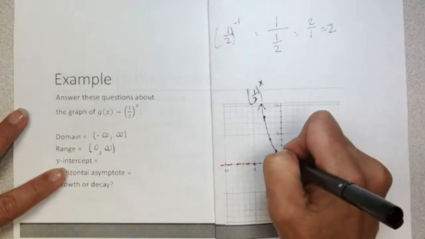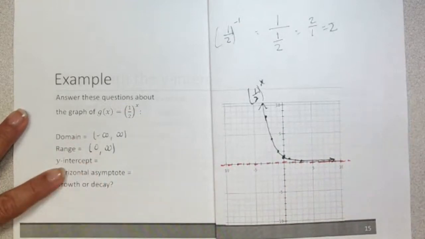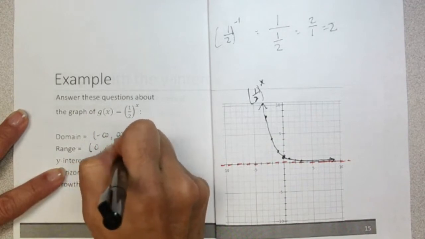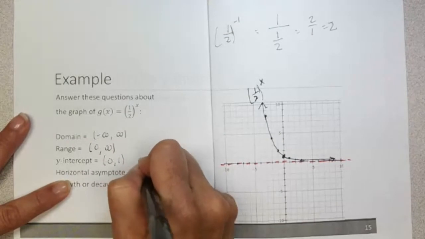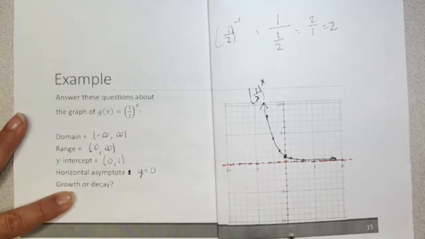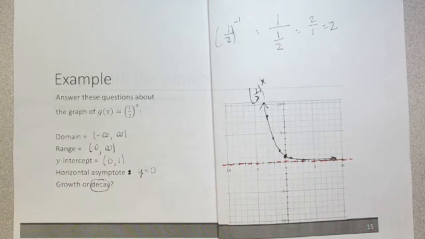The y-intercept is the same, that's the nature of having an exponent of 0, right? So my y-intercept is the same, (0, 1). My horizontal asymptote doesn't change either. Horizontal asymptote is always y equals 0. The only difference when this base is 1/2 versus 2 is that we're now looking at exponential decay.